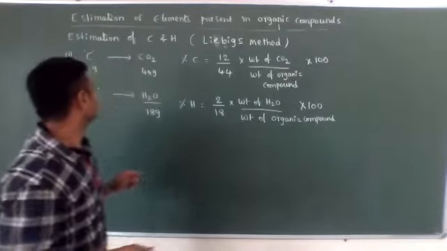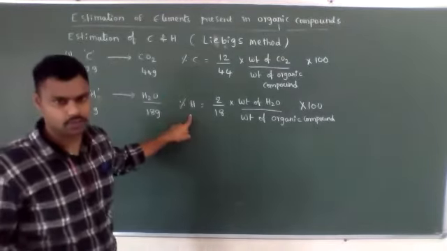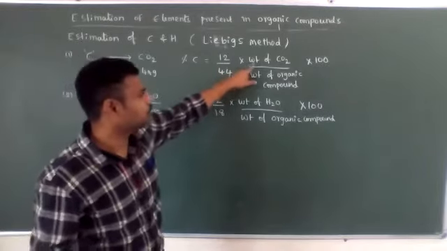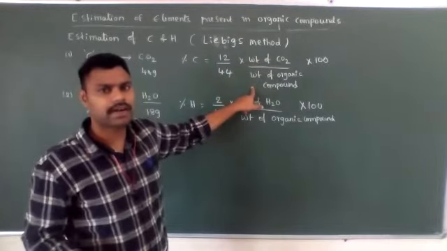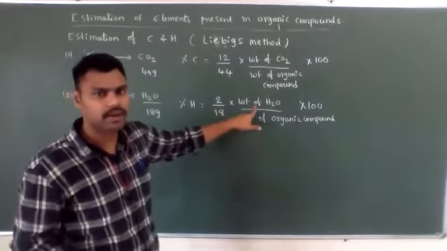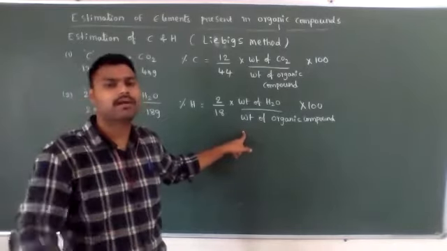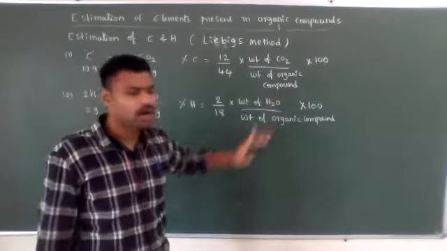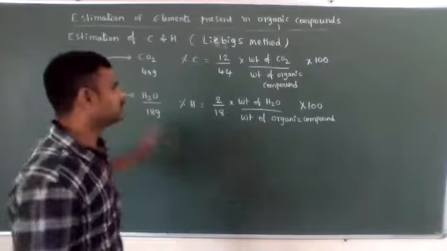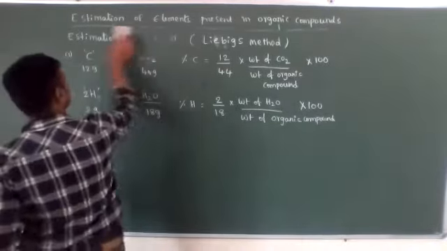Okay, let's see the carbon formula and the hydrogen formula, these two. Carbon percentage is 12 by 44 into weight of CO2 by weight of organic compound into 100. Hydrogen percentage is equal to 2 by 18 into weight of water by weight of organic compound, or the given compound in the question, into 100. These are the two important formulas.